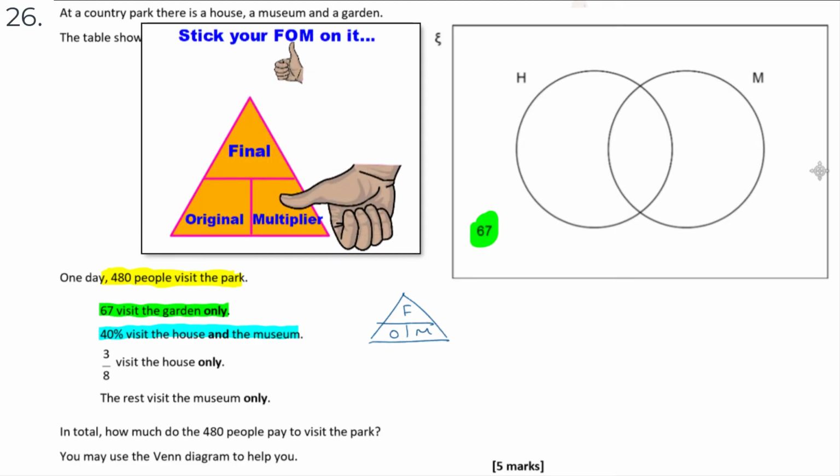Final, original, multiplier. Final is what we want. Original is what we started with. 480 multiplier is 40%, which as a decimal is 0.4. Okay, so the final is what we want. So cover that up. So final equals original times multiplier.